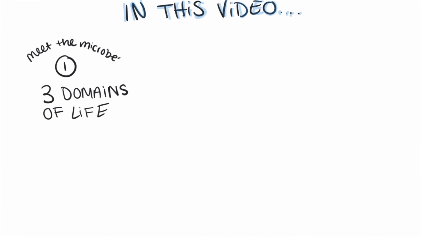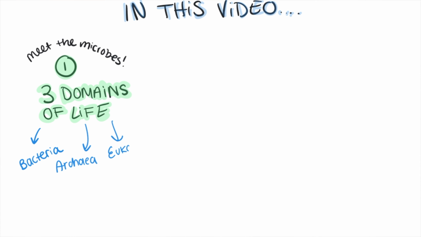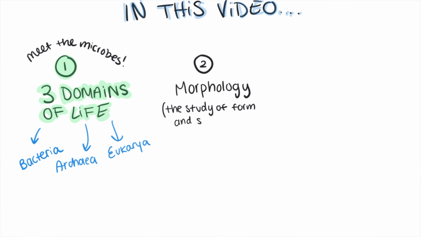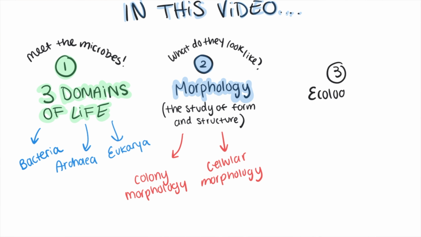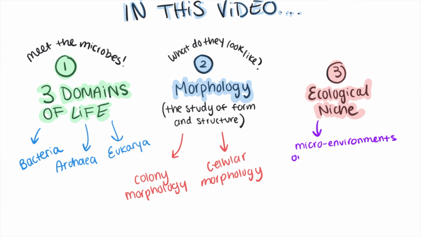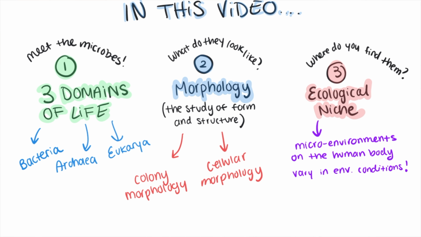Specifically, we're going to focus on 3 things. First, the type of microbes found all around us. 2, how microbes differ in their morphology, which is a science word for form and structure of something. And 3, we're going to start floating the idea that microbes are each adapted to their own ecological niche. Basically, think of your skin, your mouth, the soil outside, each as its own microenvironment with varying environmental conditions. That means that the microbes that we find there are all going to be well suited to live in those conditions.